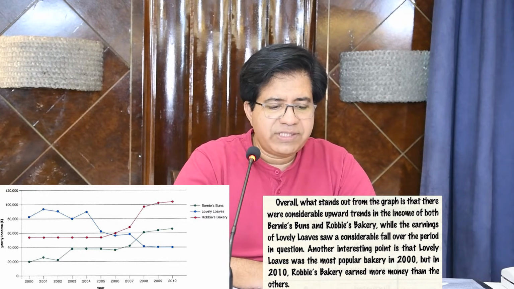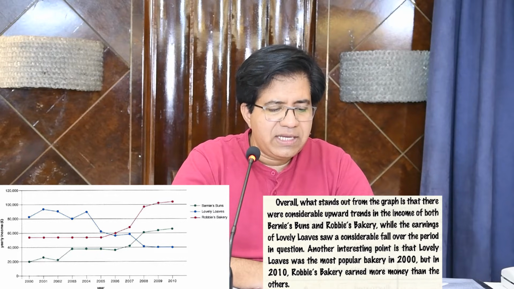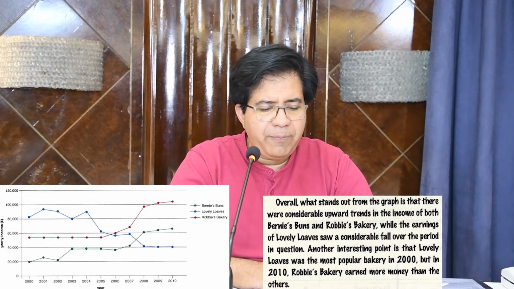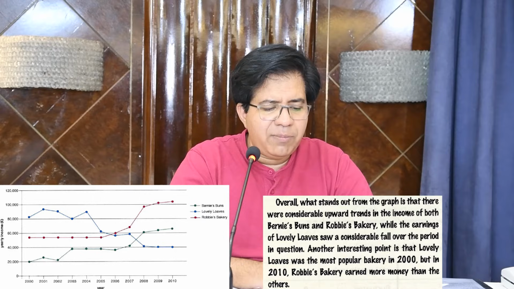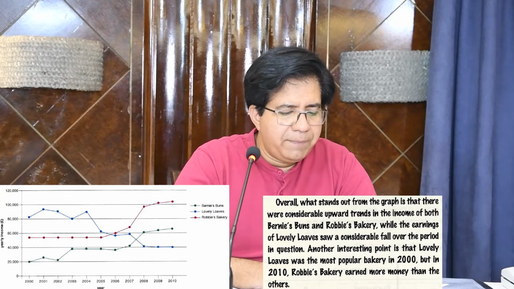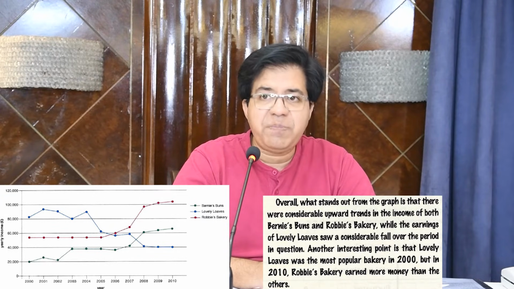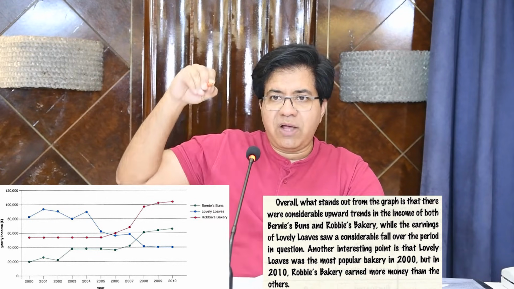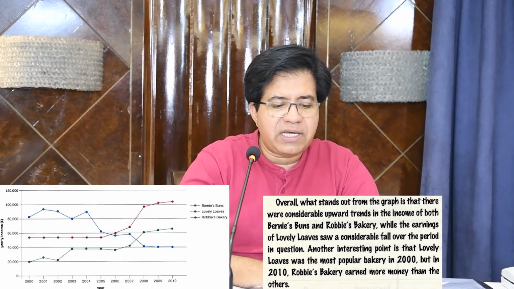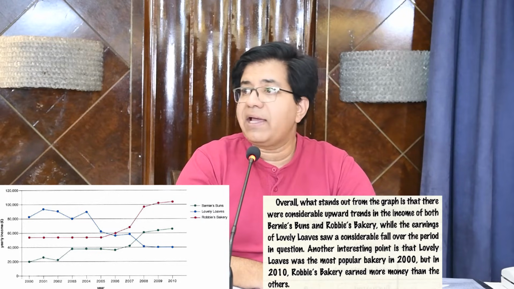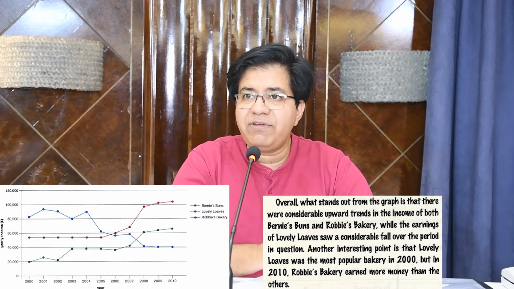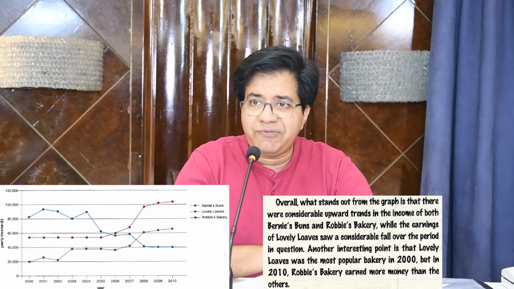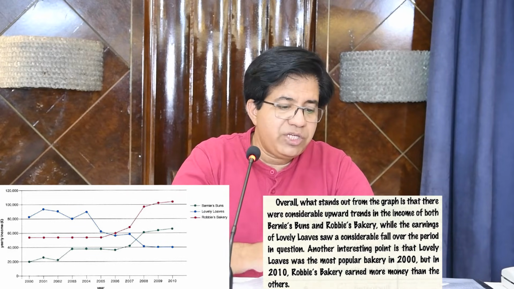Overall, what stands out from the graph is that there were considerable upward trends in the income of both Bernie's Buns and Robbie's Bakery. So 2 bakeries, their sales from 2000 to 2010 increased. So we use the words considerable upward trends. And again, I'm telling you, unit number 7 will teach you all the vocabulary, phrases, and all that. That's why you need to go through that.